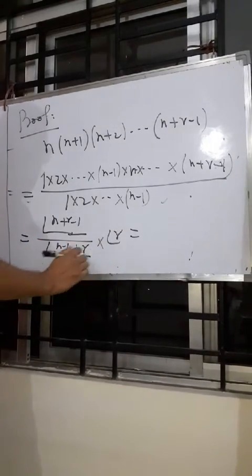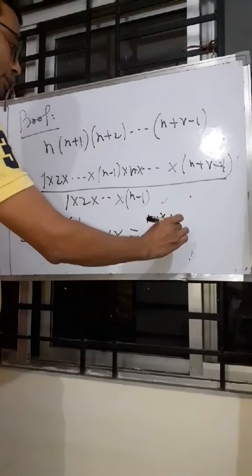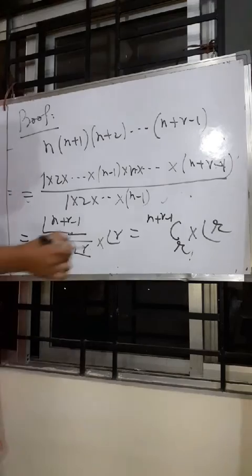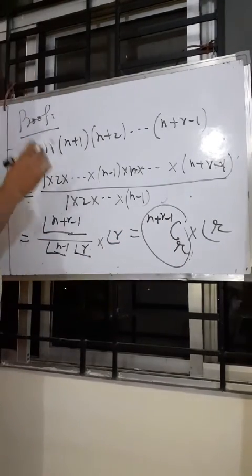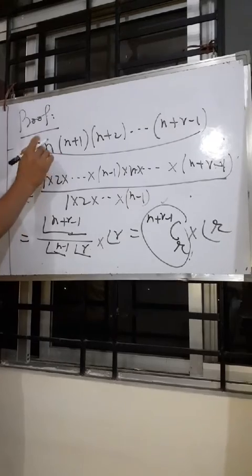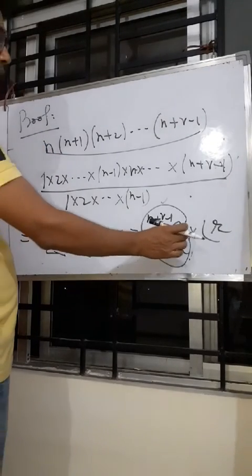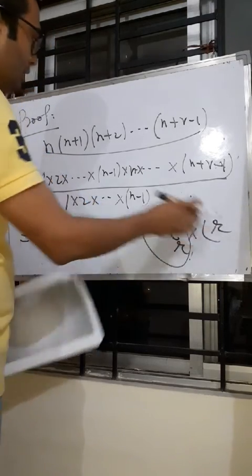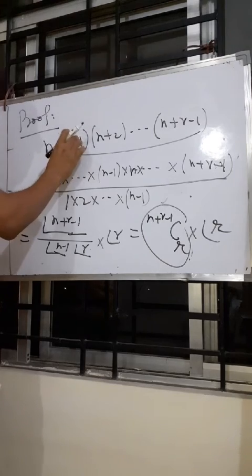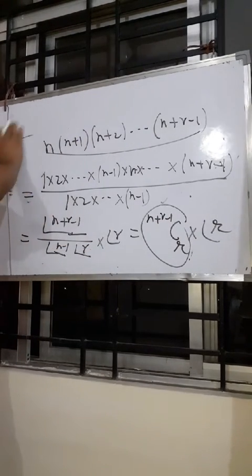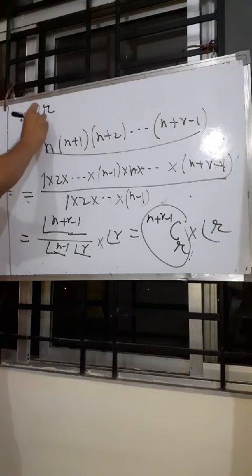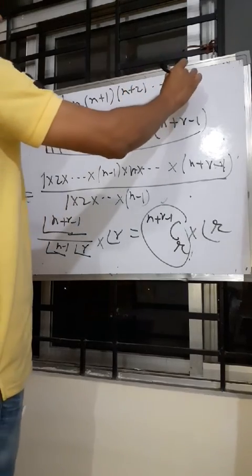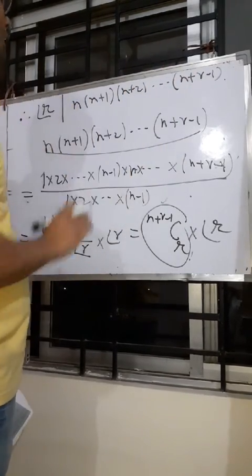Now what is this number? This number is n plus r minus 1 choose r. Already I proved this is an integer. So the product of r consecutive integers is equal to one integer multiplied by factorial r. So factorial r must divide this product. Therefore, factorial r divides this product of consecutive integers. The proof is complete.